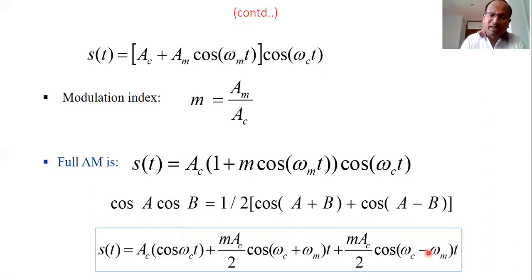So what are those frequencies? Obviously, there is a carrier frequency. From carrier frequency omega C to omega C plus omega m is the upper sideband, and from carrier frequency omega C to omega C minus omega m, on the other side in the negative part, is called the lower sideband. So two sidebands are formed. Two sidebands we are getting.